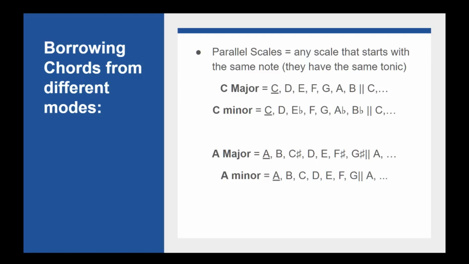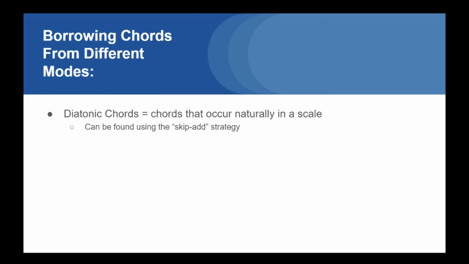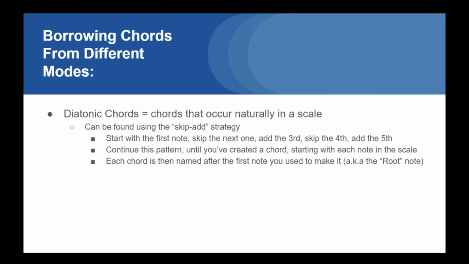Well, let's look at the diatonic chords of the major and minor scales to find out. And diatonic, by the way, is just a fancy word for chords that occur naturally in a scale. If you didn't know already, you can find the diatonic chords of any scale by starting on the first note and following the pattern skip, add, skip, add. In other words, you start with the first note, skip the one right after it, add the third, skip the fourth, and add the fifth. You then continue this pattern for each note in the scale.